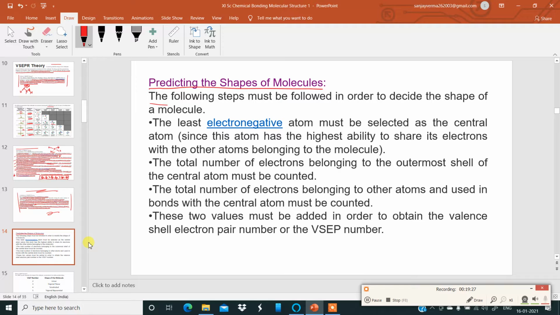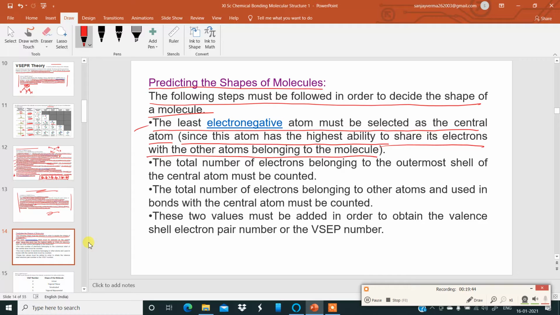Now, the following steps must be followed in order to decide the shape of a molecule. Number 1. The least electronegative atom must be selected as the central atom, since this atom has the highest ability to share its electrons with the other atoms belonging to the molecule. So remember this. The central atom is the least electronegative atom.